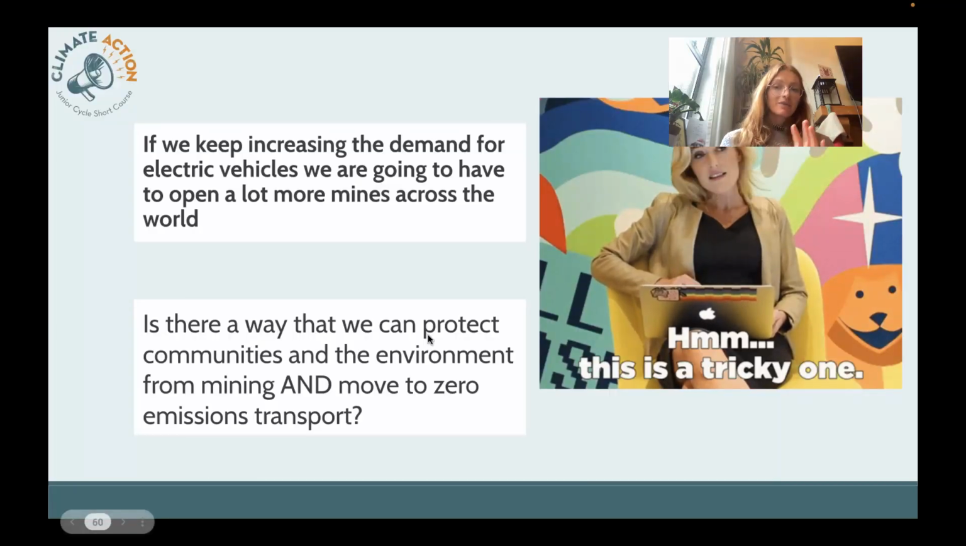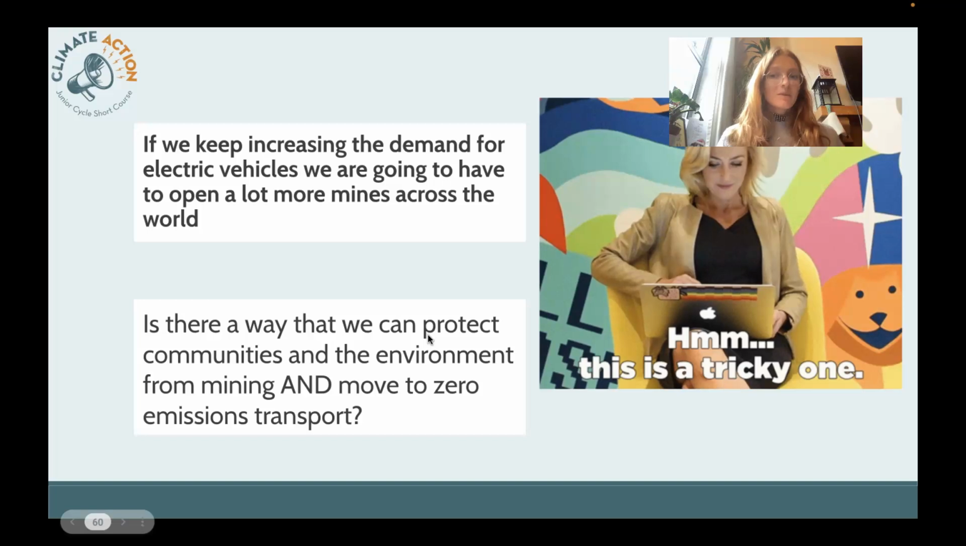However, this is where things get a bit tricky, because if we say no to mines here, our mines are going to open in other places. There's an increased demand for electricity and renewable energy and electric vehicles across the world. So what do we do? Do we export it to other countries where there's less care for human rights, there's less care for environmental destruction or protection? So it's a real tricky conundrum.